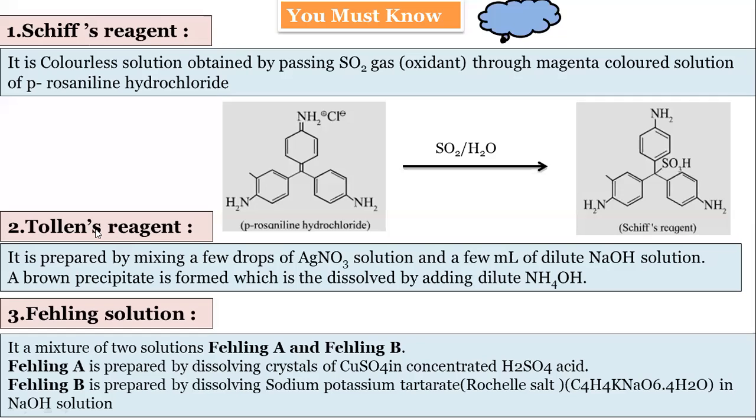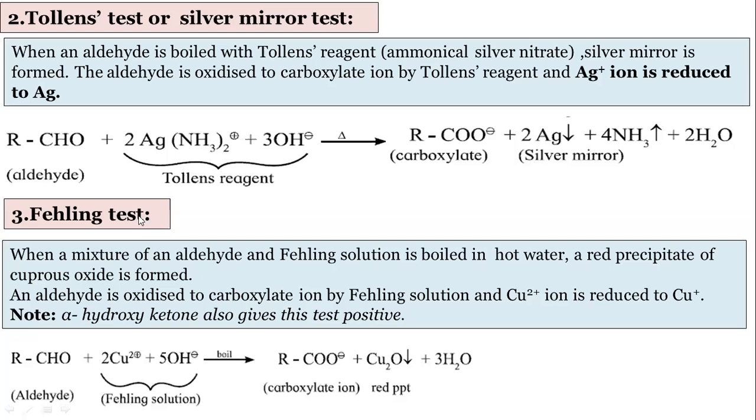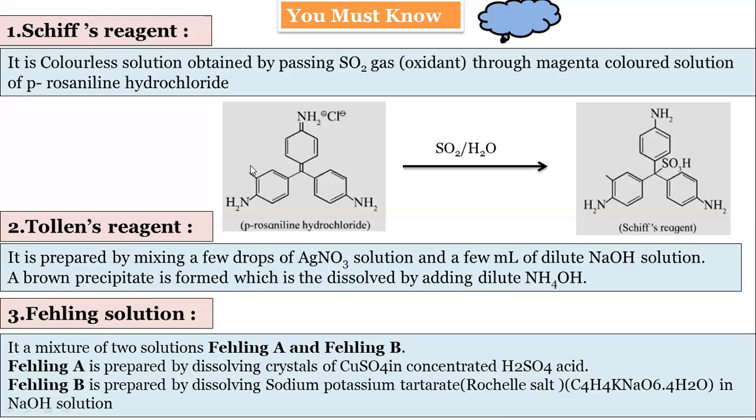Then the next test is Fehling's test. This is another test used for the detection of aldehydes. When an aldehyde is mixed with Fehling's solution, there are two solutions, Fehling's A and Fehling's B, which are mixed together, and the test tube is boiled in hot water. We get a red precipitate of cuprous oxide. So all these tests we will perform in the laboratory.